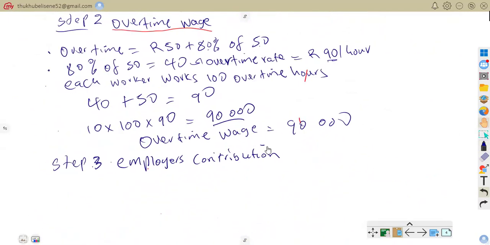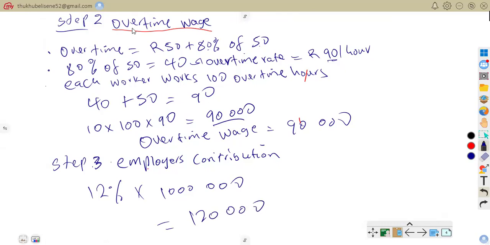So we are going to say 12% of basic wage only. 12% of 1 million will give us 120,000.